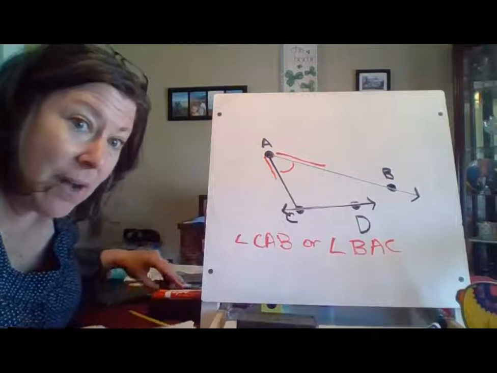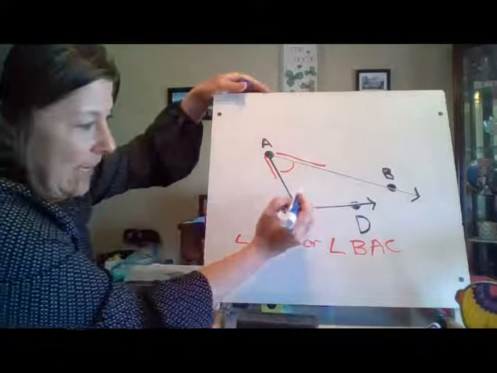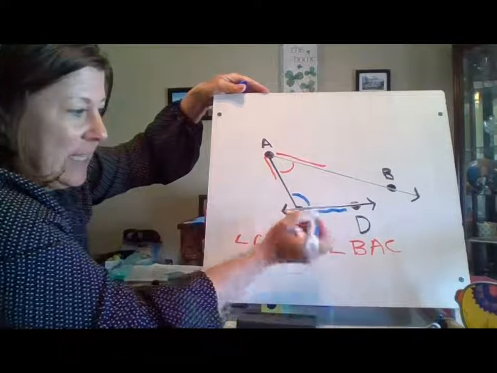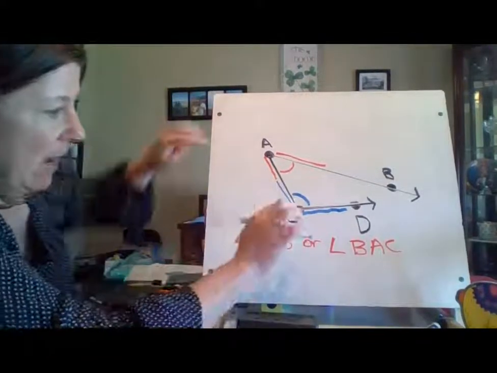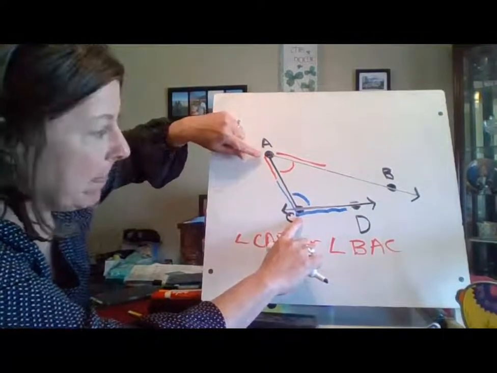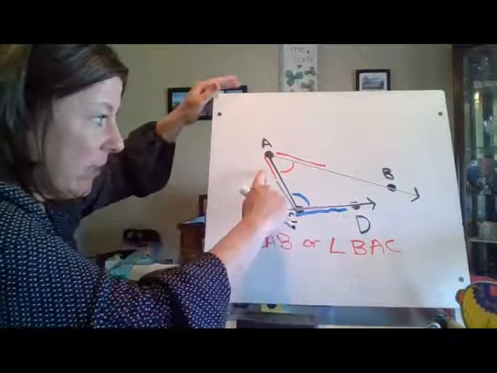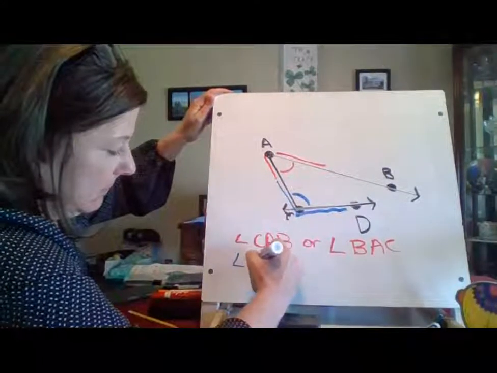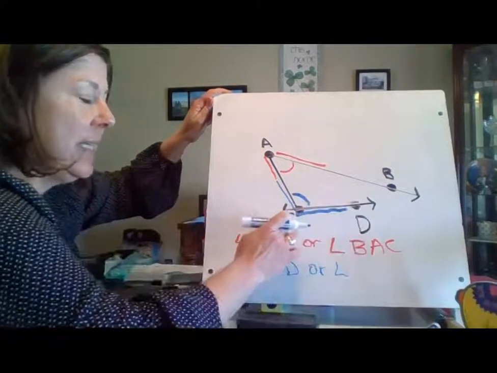Hopefully you noticed another angle. I have one right here. And it's made by this and this. So again, the C is the vertex. It's the center of the angle. So this is angle ACD. You can trace it. A to C to D. Or angle DCA.